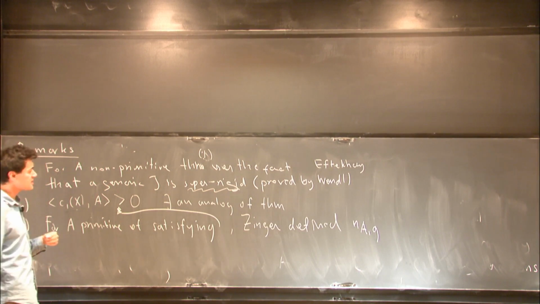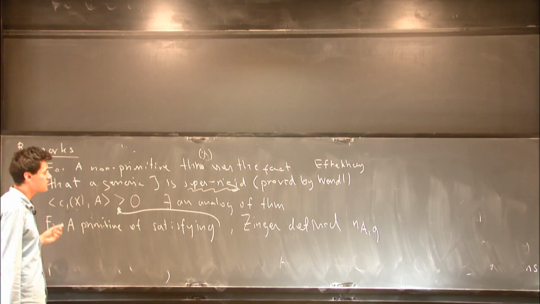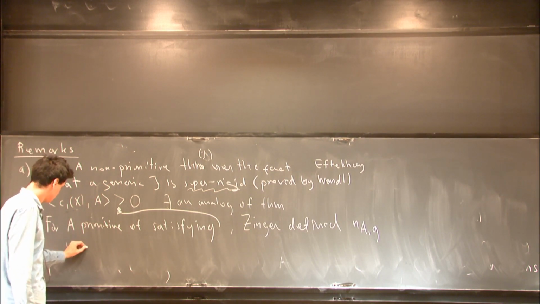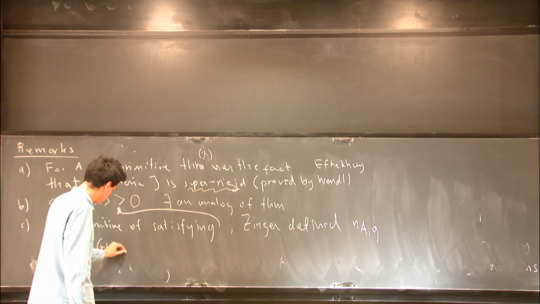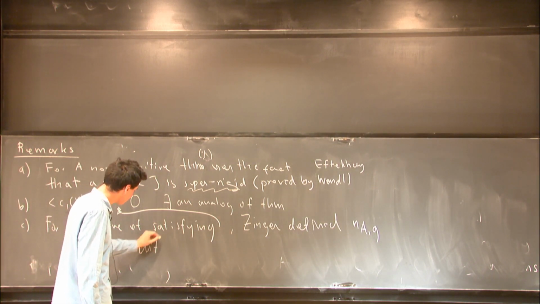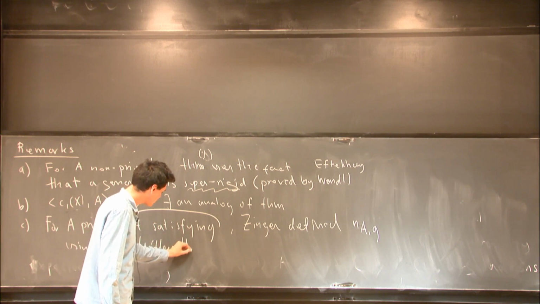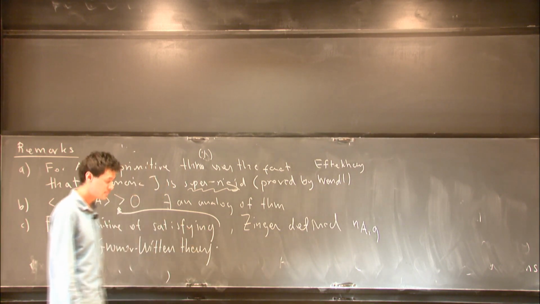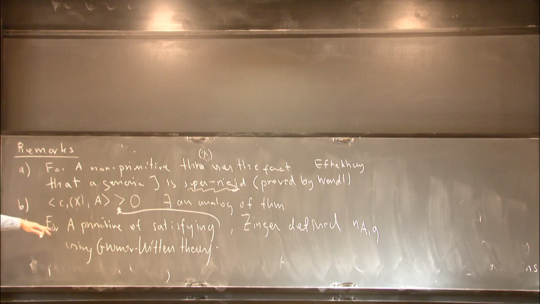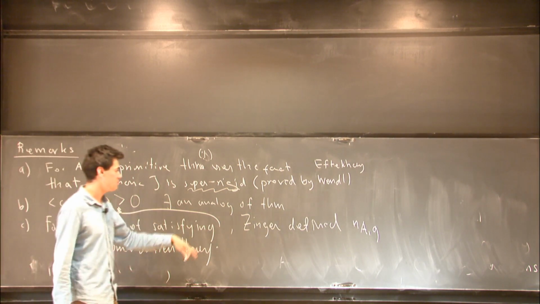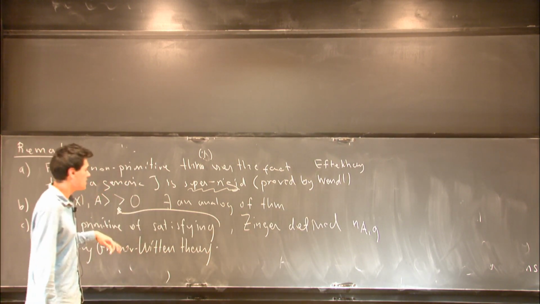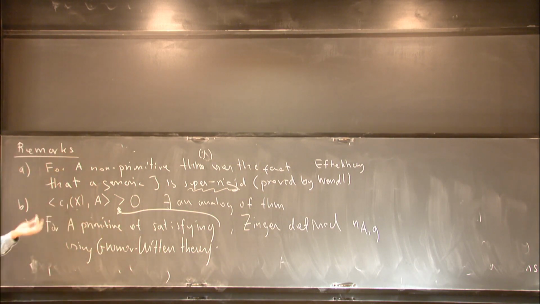But his proof that these numbers are invariants uses Gromov-Witten theory. So there is a non-trivial statement that Gromov-Witten invariants are invariants. And using that, you can extract certain integer numbers from Gromov-Witten invariants. And then because Gromov-Witten invariants are invariants, then so are these NAG.